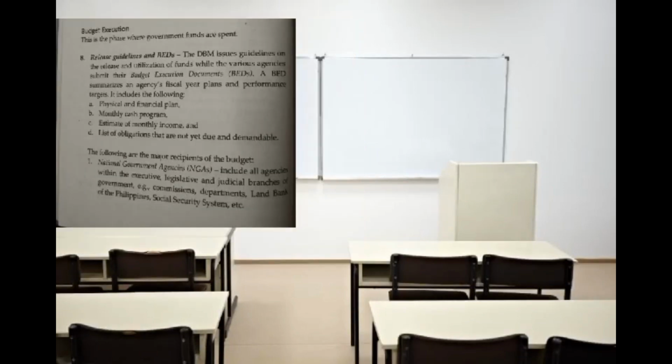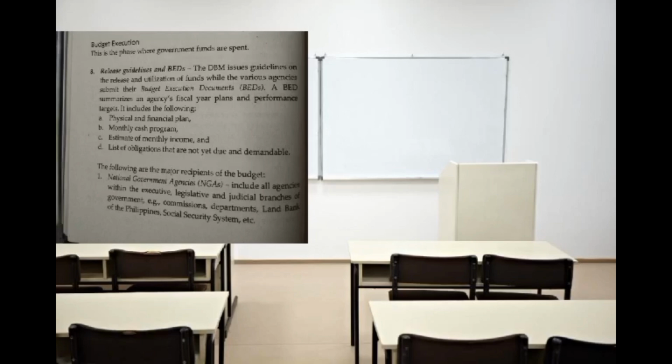The regulation guidelines of the BEDS. The DBM issues the guidelines on the release and utilization of funds which the various agencies submit. These are the budget execution documents, the BEDs. The BED summarizes the agencies' fiscal year plans and performance targets, including the following: A. The physical and financial plan. B. The monthly cash program. C. The estimate of monthly income. And D. The list of obligations that are not yet due during the given period.